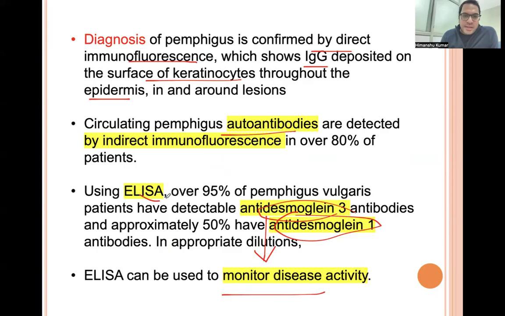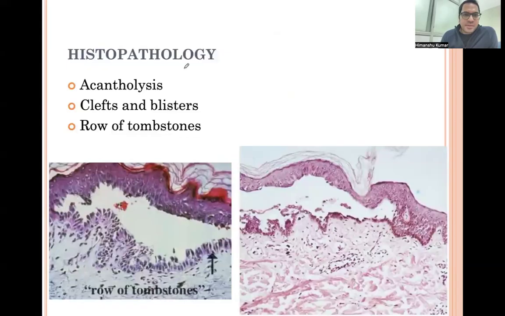So diagnosis is ELISA, immunofluorescence, and then biopsy. Immunofluorescence will show IgG deposited on the surface of keratinocytes. These are all extremely important exam questions for your MCQs. Histopathology, the most characteristic three features are acantholysis, blisters, and then this particular feature called row of tombstone appearance.